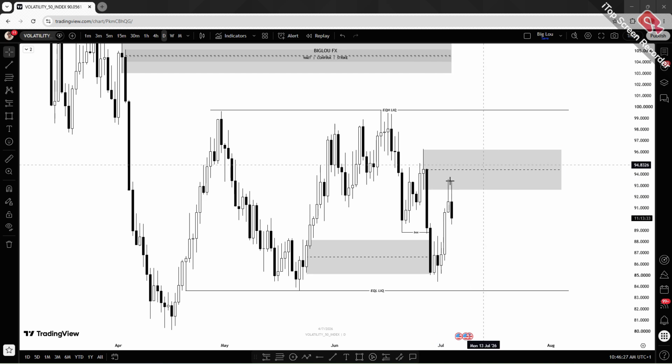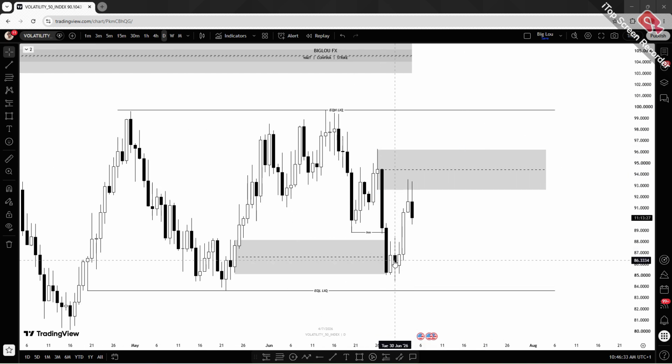Have your valid zone, valid supply zone on the hourly. This is a valid supply zone. I've told you what a valid zone is, a zone that broke structure. And for me, my valid zone is the last indecision candle before an impulsive move away. This is our impulsive move away. You can see this massive bearish candle with so much momentum. You can see this sell all the way down here.